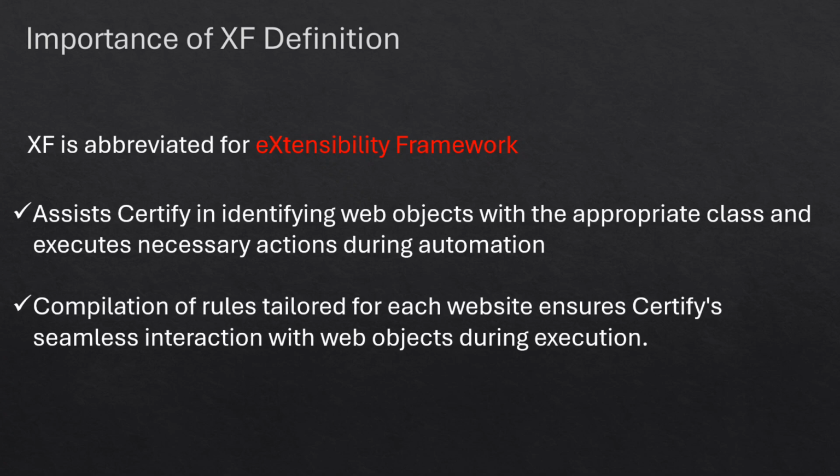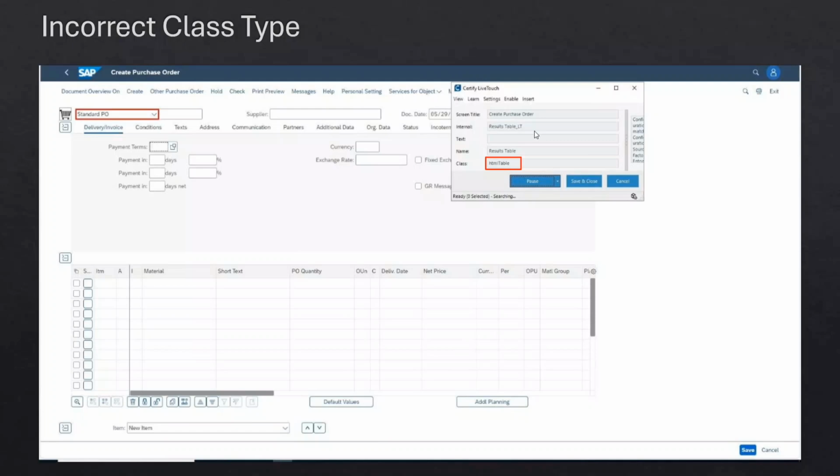XF, which stands for Extensibility Framework. It helps Certify in identifying web objects with appropriate class and execute necessary actions during automation. XF is a compilation of rules tailored for each website, ensuring Certify's ability to recognize, store, and interact with web objects seamlessly during execution.